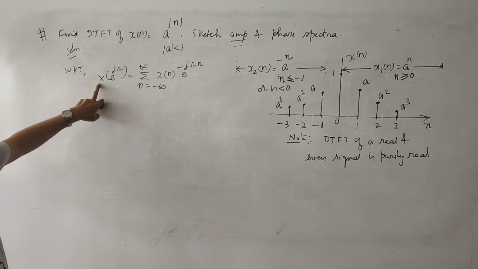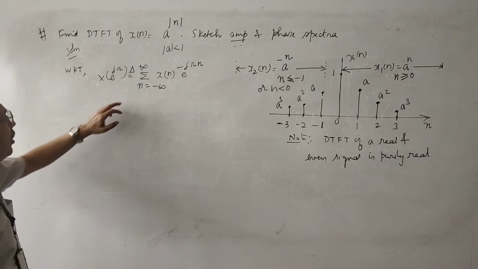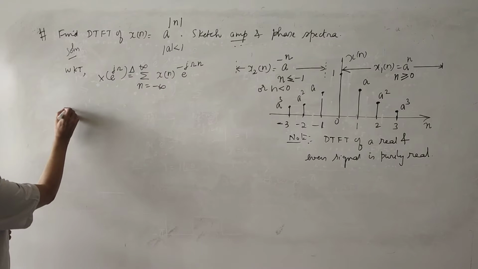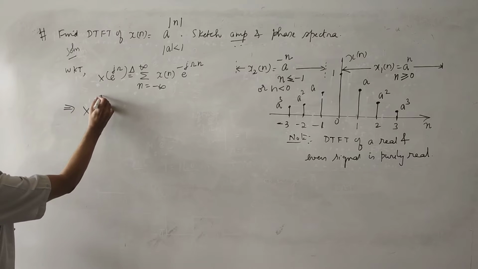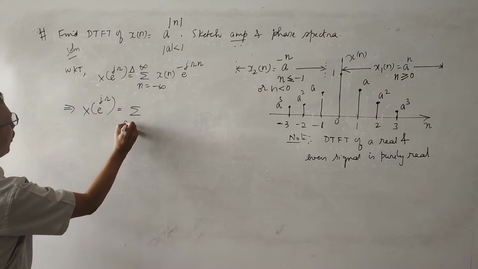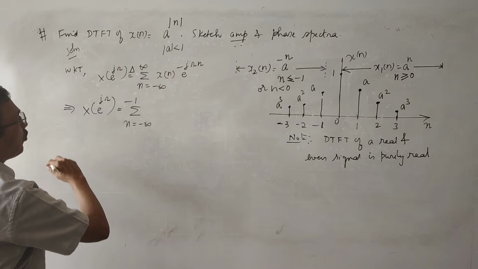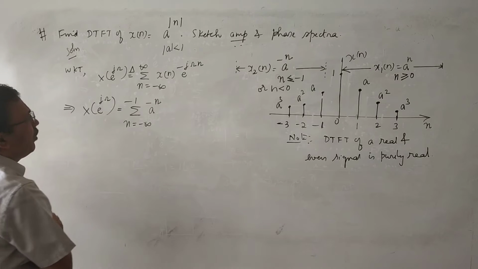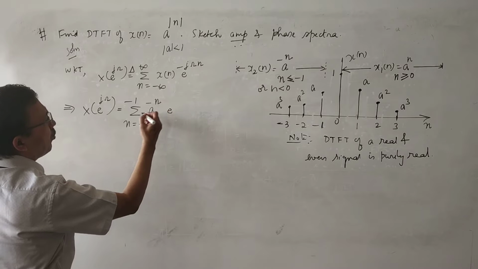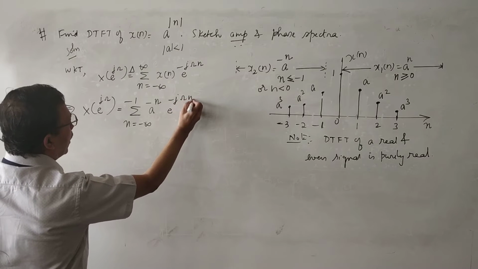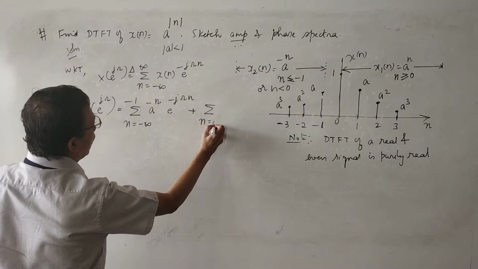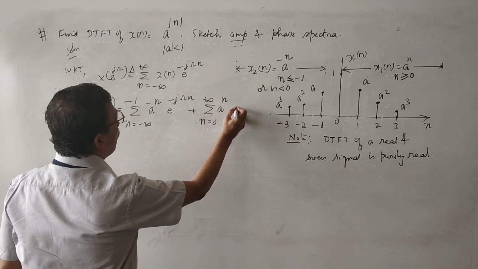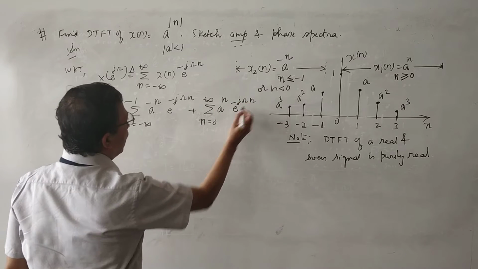X of e power j omega by definition is summation n equals minus infinity to plus infinity x of n into e power minus j omega n. And this implies x of e power j omega equals summation n equals minus infinity to minus 1, x of n is what? x2 of n. And what is the expression? A to the power minus n e to the power minus j omega n, plus summation n equal to 0 to infinity. What is x of n? x1 of n. What is the expression for x1 of n? A to the power n into e to the power minus j omega n.